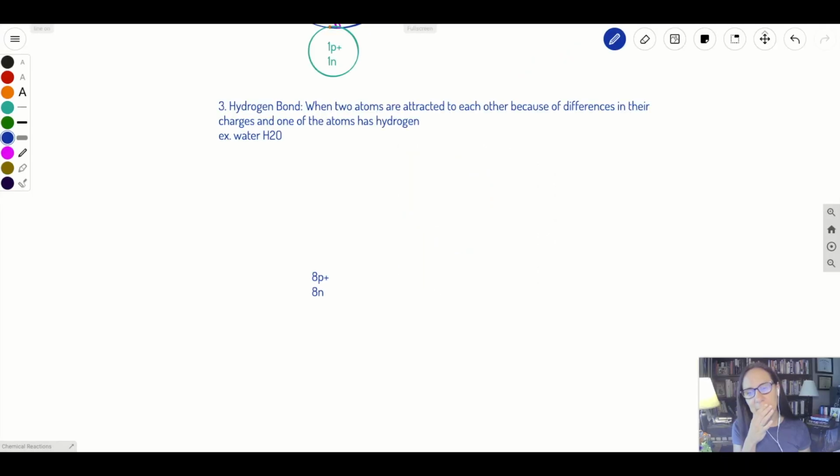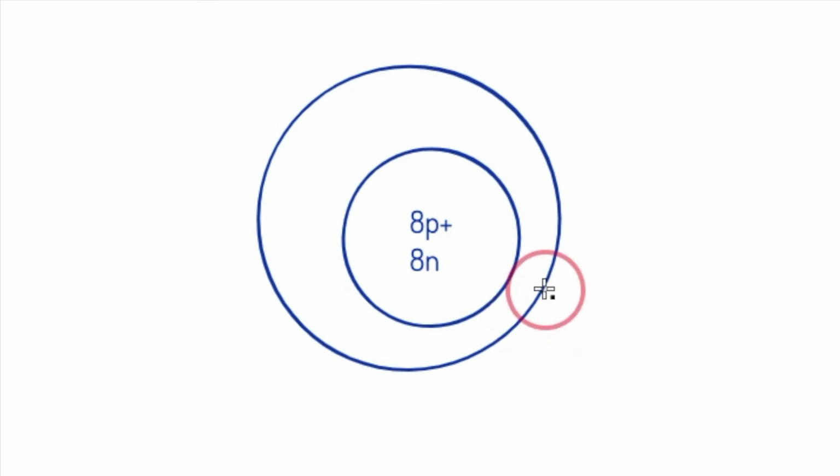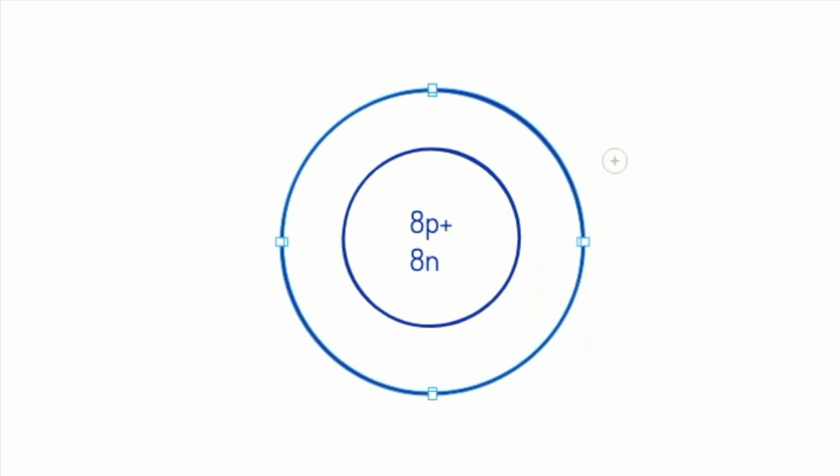Oxygen was 8, so it's going to have 2 shells. So we've got 1 shell and then 2 shells. I'm going to make that a little bit smaller and scoot that over like this. Then I'm going to make its electrons pink. So we've got 8 electrons: 1, 2, 3, 4, 5, 6, 7, 8. In this outer shell, it needs 2 more to be full.